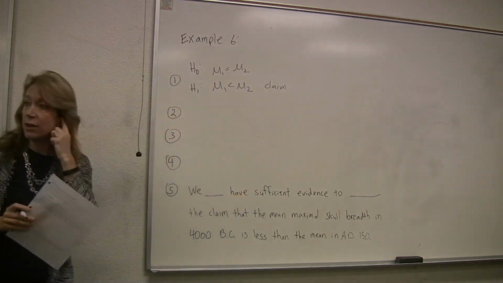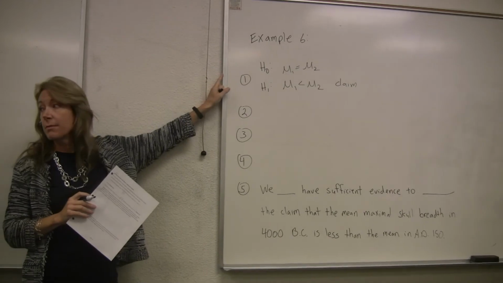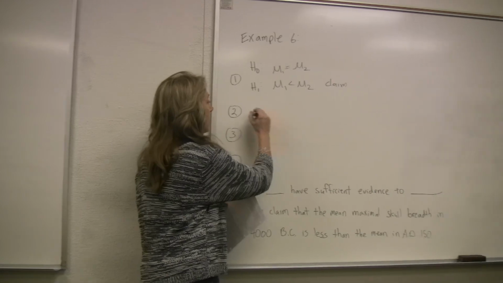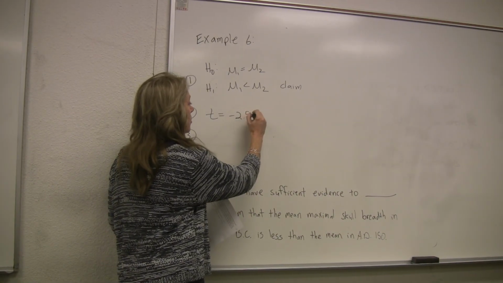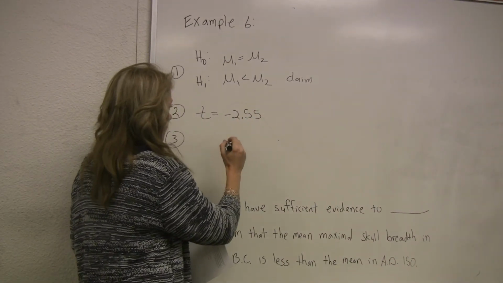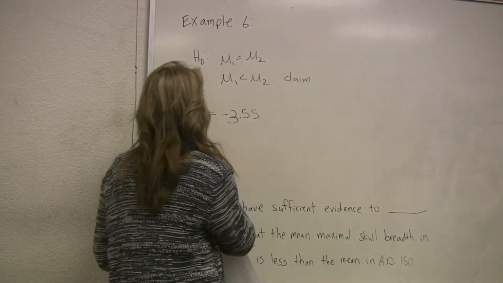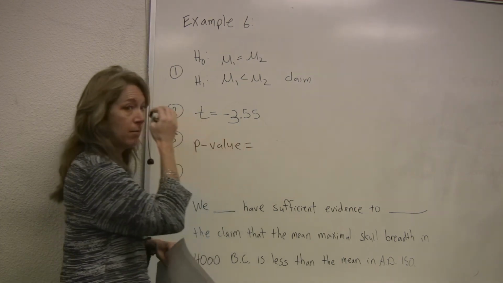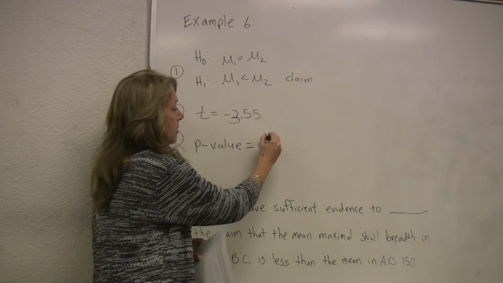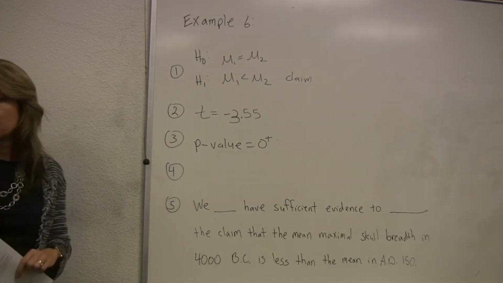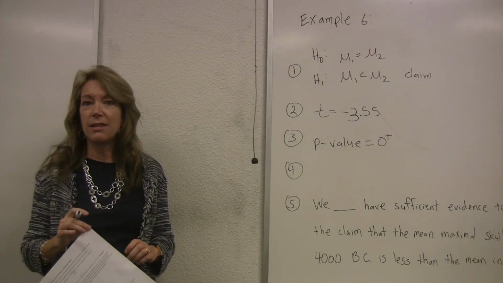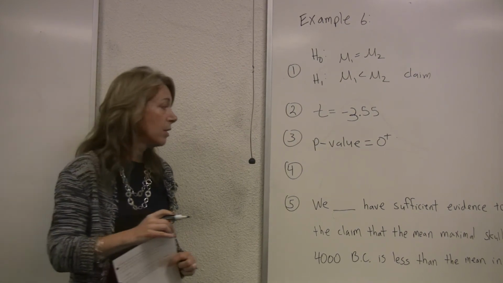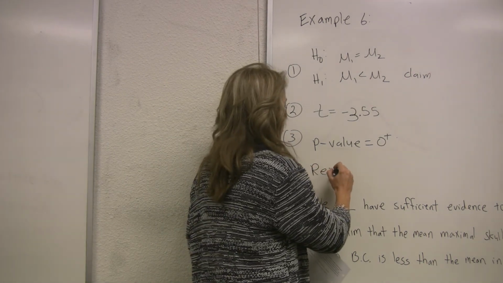Okay, so we had this for step 1? Yeah. What do we get for our test statistic? I don't hear you. Negative 3.55. Negative 2.55? 3.55. 3.55, thank you. Our p-value? 0 plus. Because it was 10 to the negative something, yeah, 0 plus, right? Watch that scientific notation. Which means you should have rejected H0.